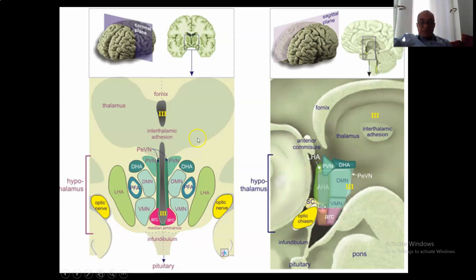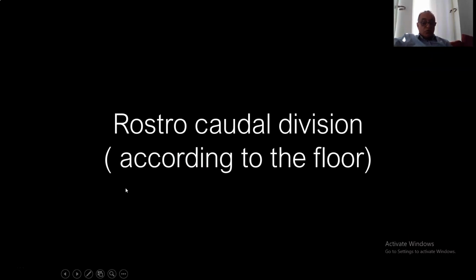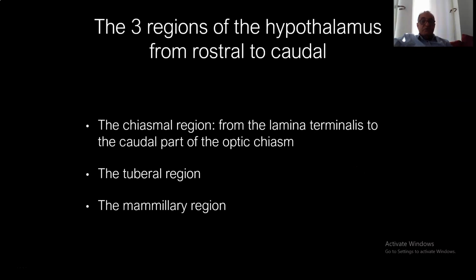And this is a view showing the divisions going from medial to lateral, the paraventricular nuclei, and the different nuclei: the periventricular zone, the medial zone, and the lateral zone. Rostrocaudally, there is another division into regions, not zones. The chiasmal region, and this is the easiest way, and you will all understand it very easily.